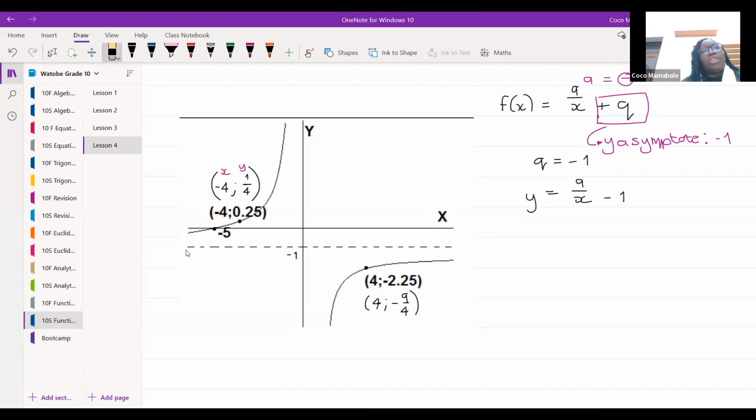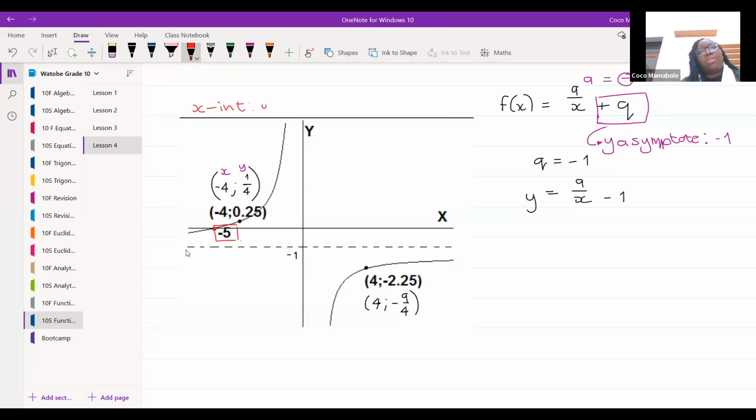Hold on for me. Do you see that over here at my x-intercept? They've given us the point -5. What do we know about the x-intercept here? Y is equal to? Y is equal to 0 at the x-intercept.